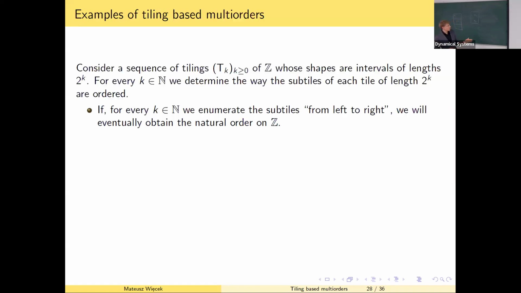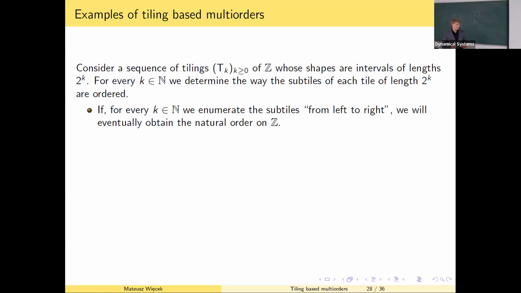Okay, but now let's move to some examples of tiling-based multi-orders. So the first, I will finish in, because we have 15 minutes more. Okay, 17. Okay, so it will be enough.